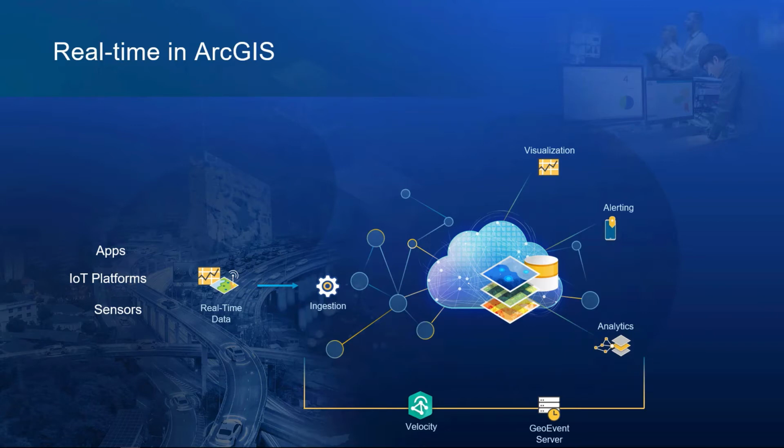There's some differences between them, but primarily it's about deployment options. GeoEvent Server is for ArcGIS Enterprise, and Velocity is available through ArcGIS Online.